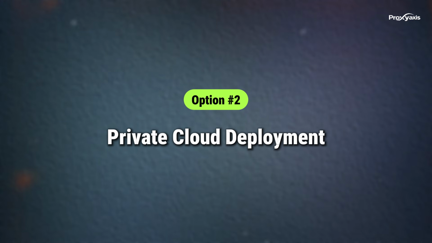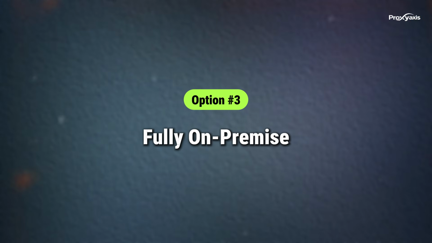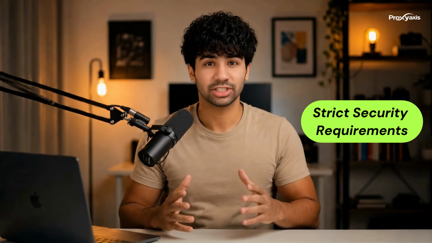Option 2, private cloud deployment. If you need more performance or team access, you can deploy models on dedicated infrastructure in AWS, Azure, or Google Cloud. The important distinction is that you're hosting the model yourself rather than calling a third-party AI API. Tools like vLLM and Hugging Face text generation inference make this relatively straightforward. Option 3, fully on-premise. For organizations with strict security requirements, everything can run inside an internal network with no internet access. Government agencies, defense organizations, hospitals, and highly regulated industries often prefer this setup. It's the highest level of privacy and control available.